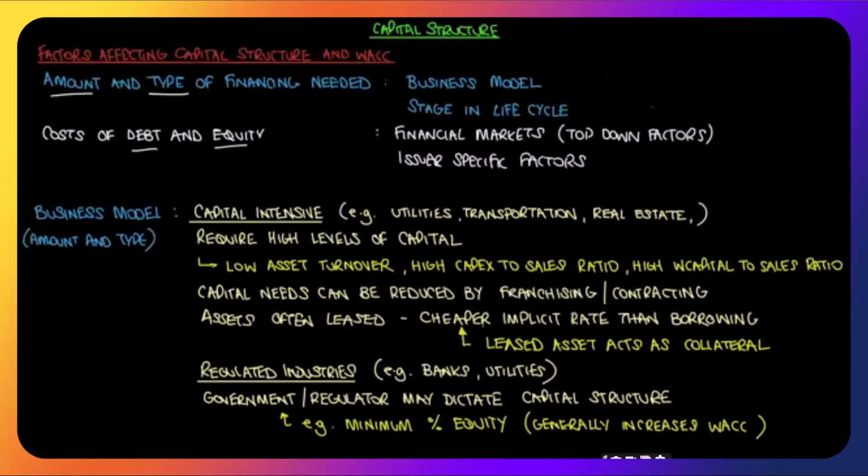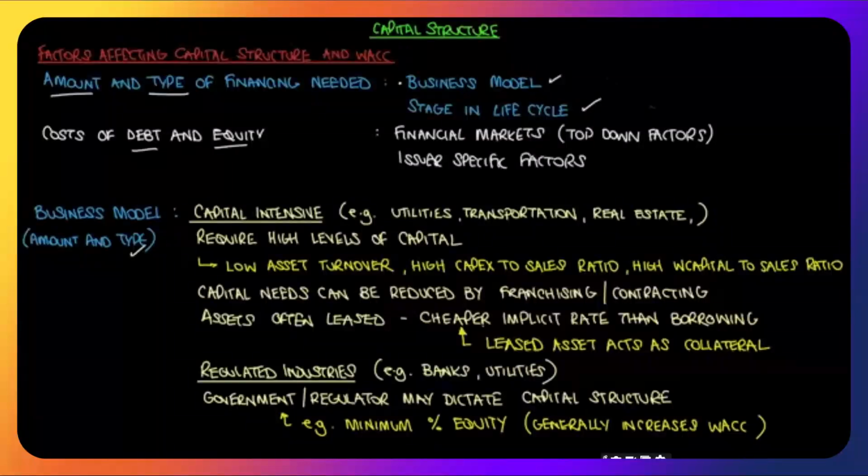The amount and type of financing depends on the business model and the stage you're at in your life cycle. The costs of debt and equity, as we said, outside influences, the financial markets, top-down factors, some macroeconomic variables, and some issuer-specific factors. Let's start off though with the amount and type by looking at your business model and defining the business model, first of all, as capital intensive.